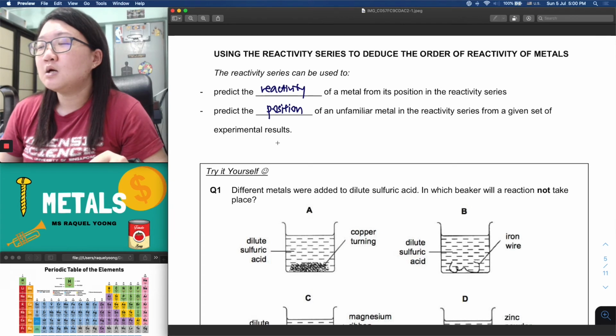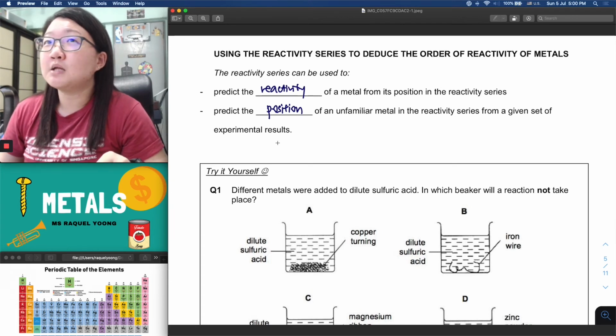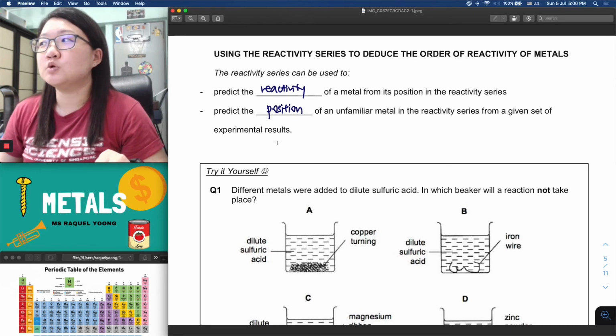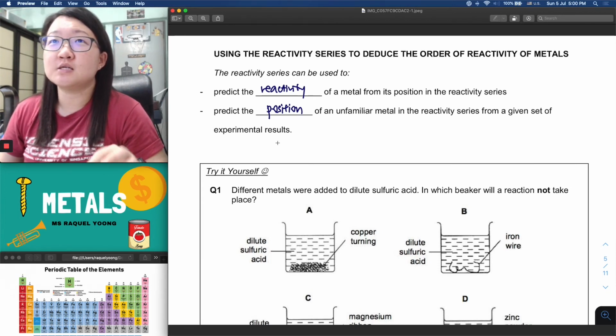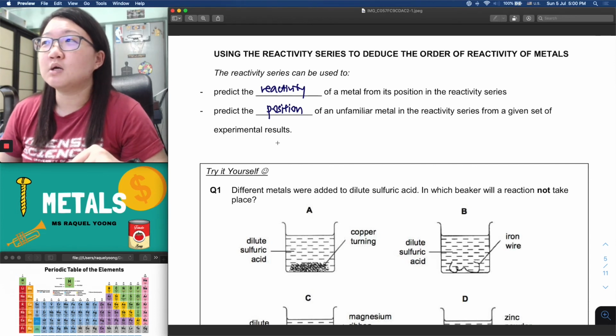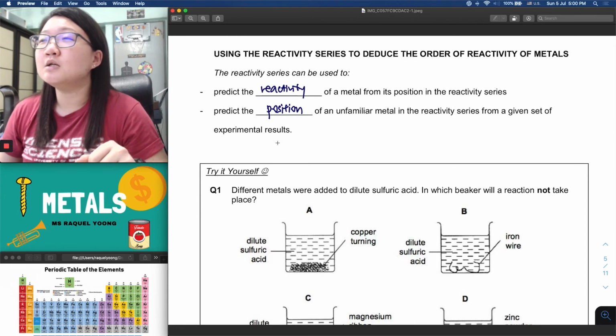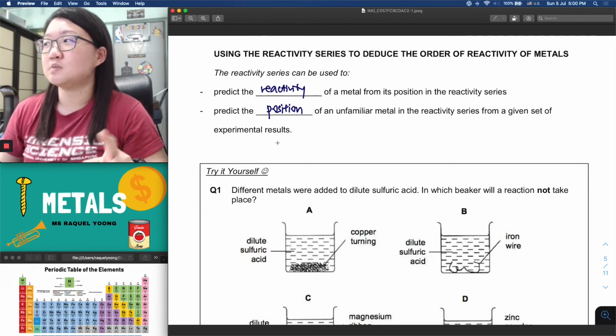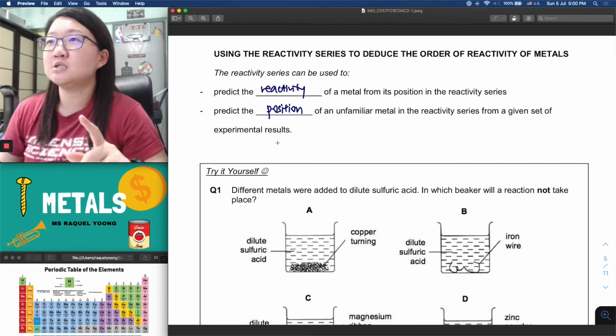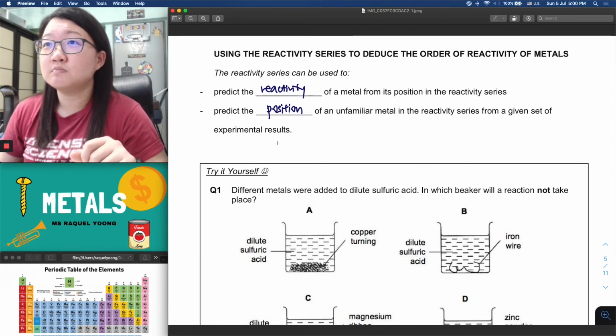So meaning to say, for instance, platinum is a metal that is not in the reactivity series, but questions will tell you things like, oh, platinum, when placed in hydrochloric acid, there is no reaction, and so on and so forth. So it will give you a set of experimental results, some data here and there, and based on the data as well as experimental results, you are supposed to predict where the unknown element, in this case platinum, lies in the reactivity series, something like that.